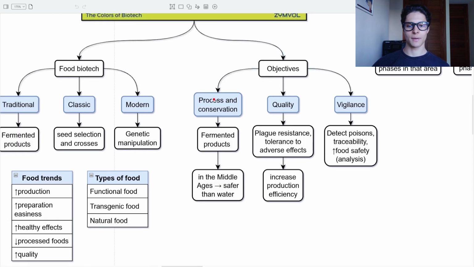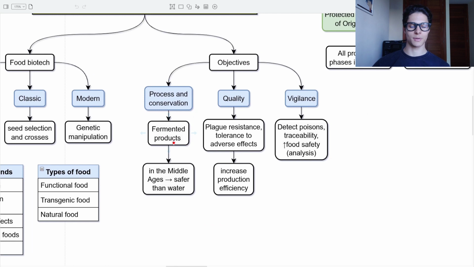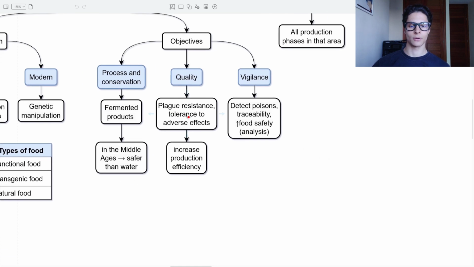The objectives are processing and conservation, using fermented products, for example. And again, in the Middle Ages, it was actually safer to drink fermented beverages such as wine and beer instead of water. In terms of quality objectives, pest resistance, tolerance to adverse effects, and increasing production efficiency as well. And vigilance, we have to detect poisons, traceability, and increase food safety through analysis.